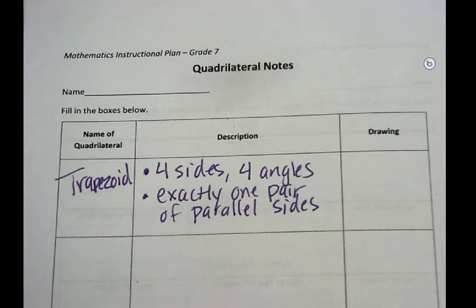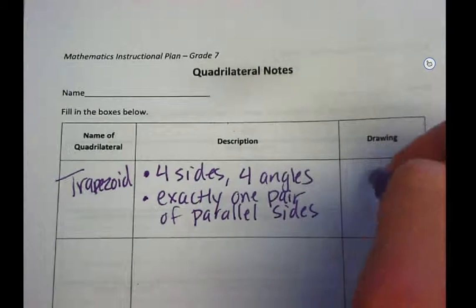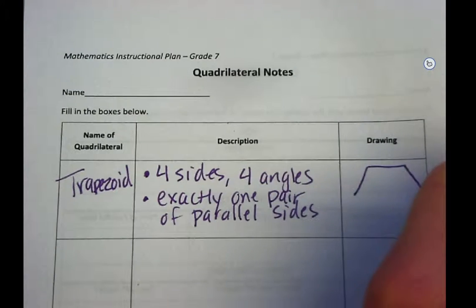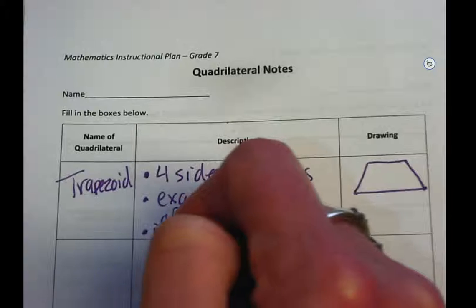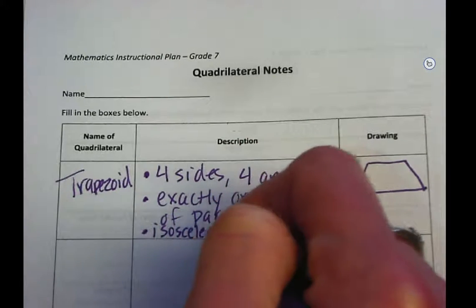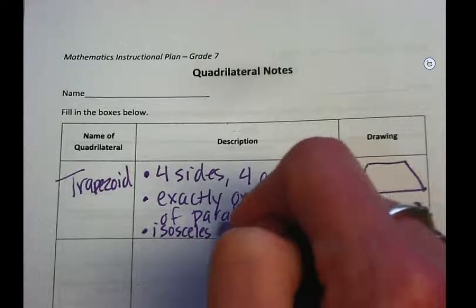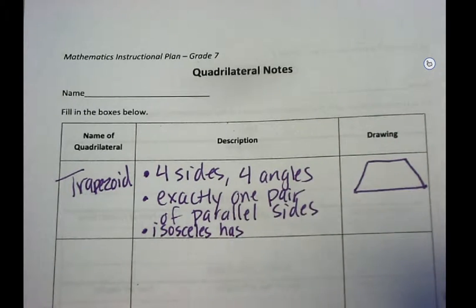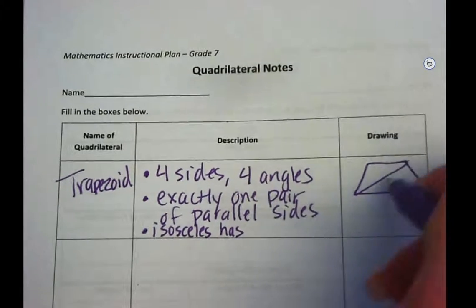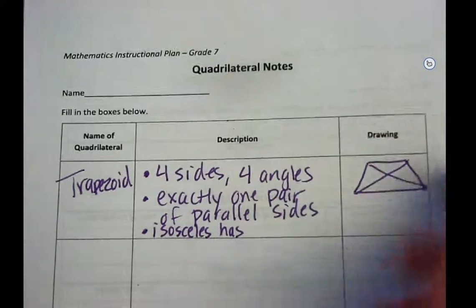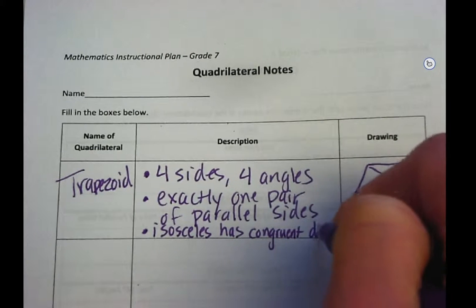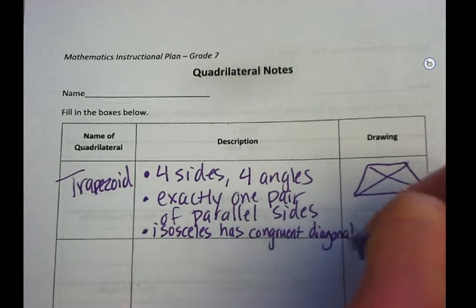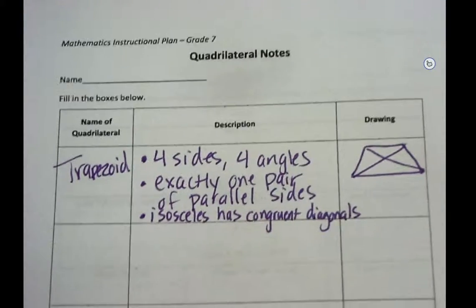We have different types of trapezoids. We have an isosceles trapezoid. If we have an isosceles trapezoid like I'm drawing here, and we draw the diagonals, it has congruent diagonals. Okay, so that's what's true about the trapezoid.